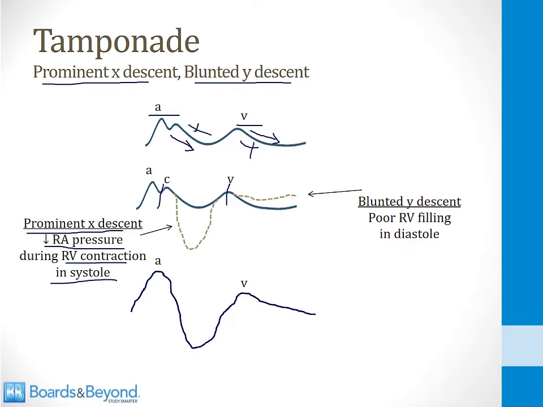The other finding in tamponade is a blunting of the Y descent. So the Y descent, shown right here on the normal tracing, is caused by blood leaving the right atrium for the right ventricle. And there's poor RV filling in diastole in patients with tamponade, and therefore the Y descent is blunted. So what you see in patients with tamponade is something like what I've shown on the bottom of the screen here. You've got a very prominent X descent here and a very flat or blunted Y descent.